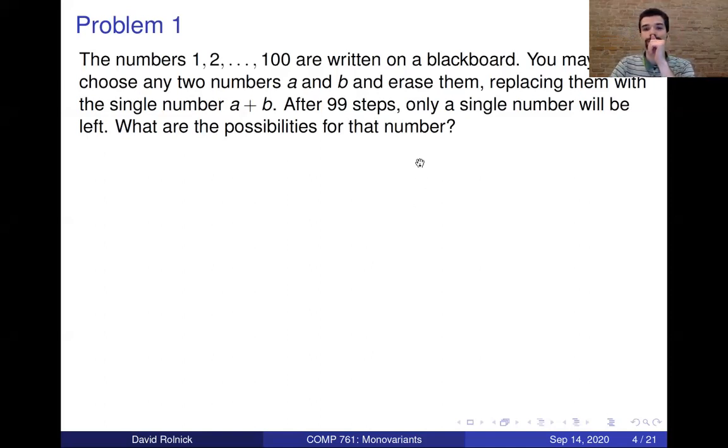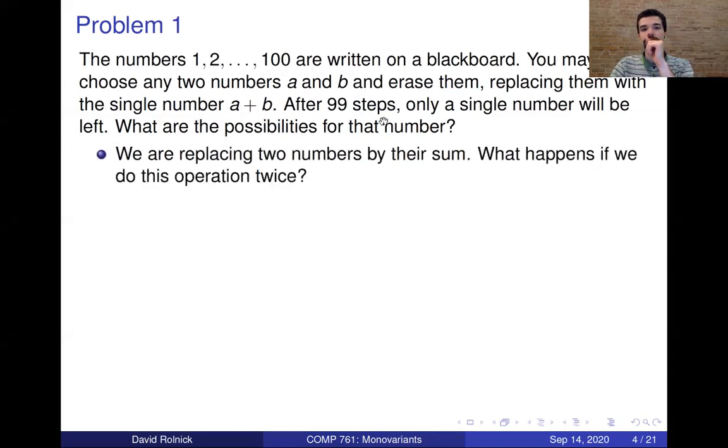Are there thoughts? So let's start out by replacing two of the numbers by their sum. What happens if we do this operation twice? So we have A and B and C. So then we have A plus B, and then we have C. So we have A plus B plus C. So we replaced A, B, and C by A plus B plus C. So we're going to get the sum of three numbers.